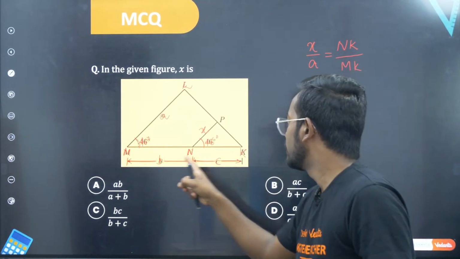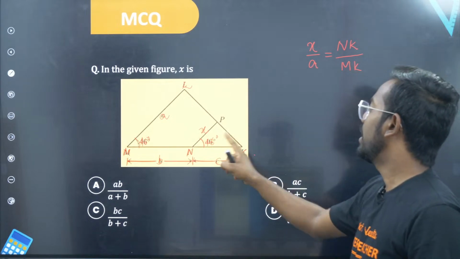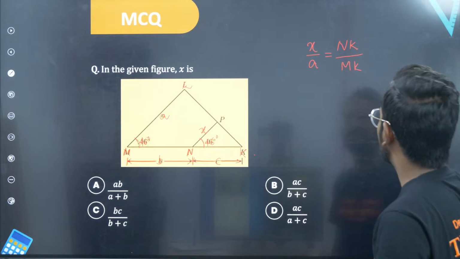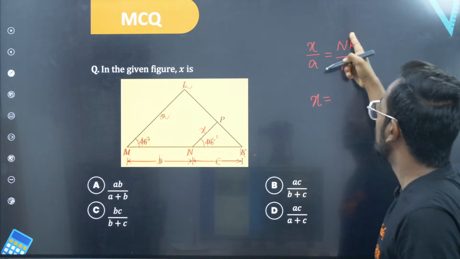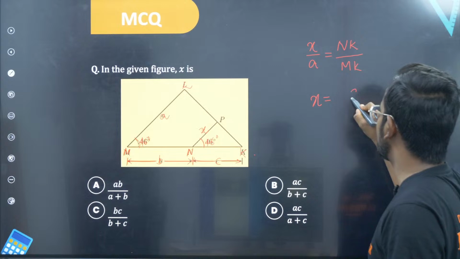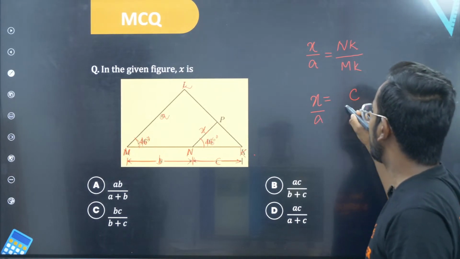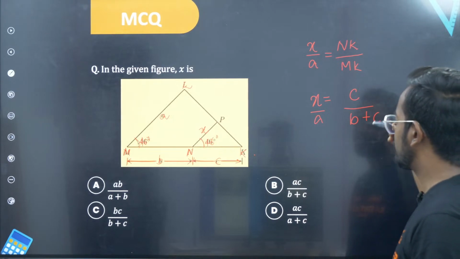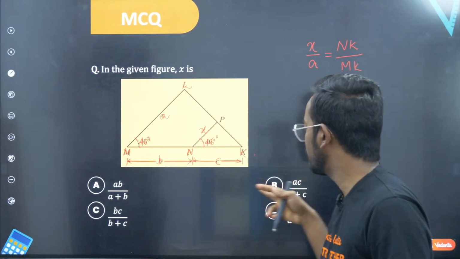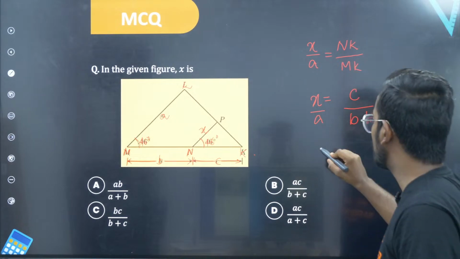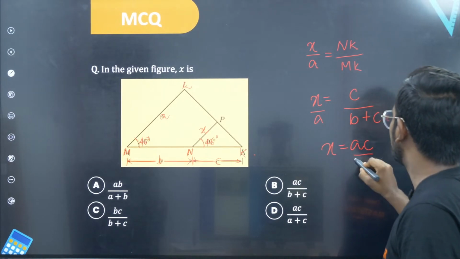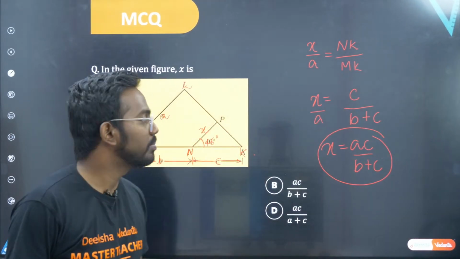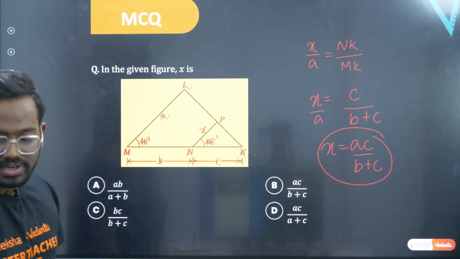So that is whole, that is KM by KN is equal to x by a. So they are corresponding parts over there. Therefore x should be equal to, what is NK? NK is basically c, and this is basically b plus c, MK is b plus c. There are two options having b plus c, but x should be equal to ac by b plus c, because this x a is taken to the left side, and the answer should be ac divided by b plus c.